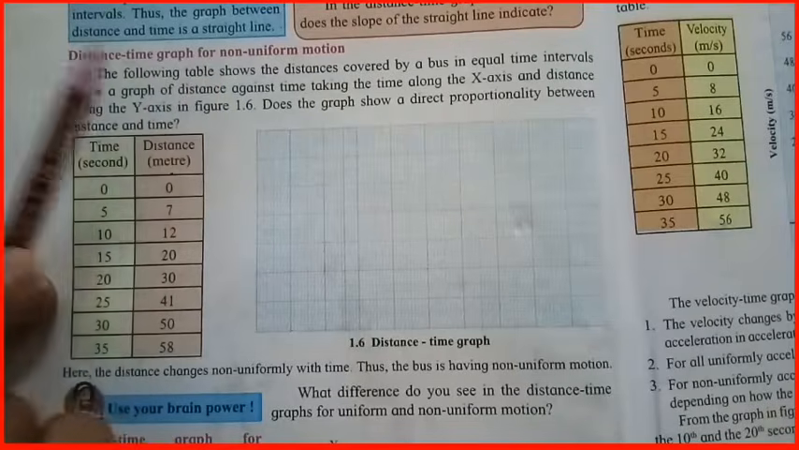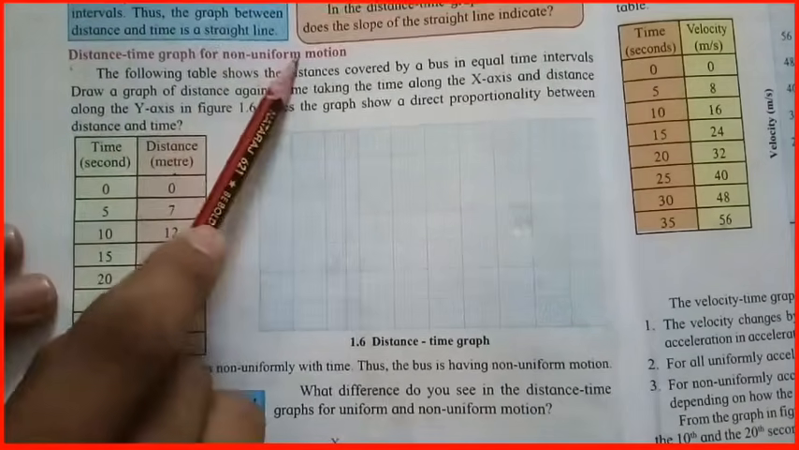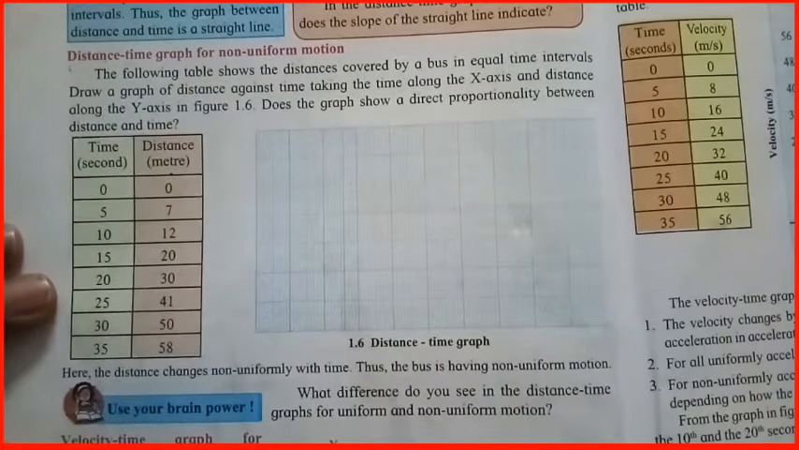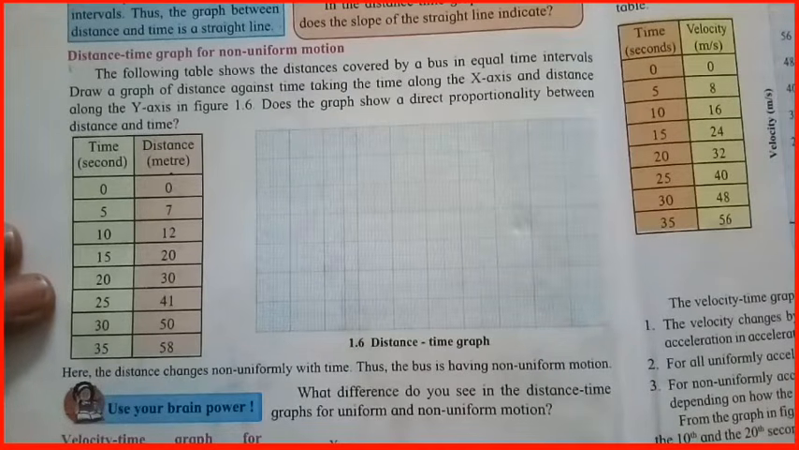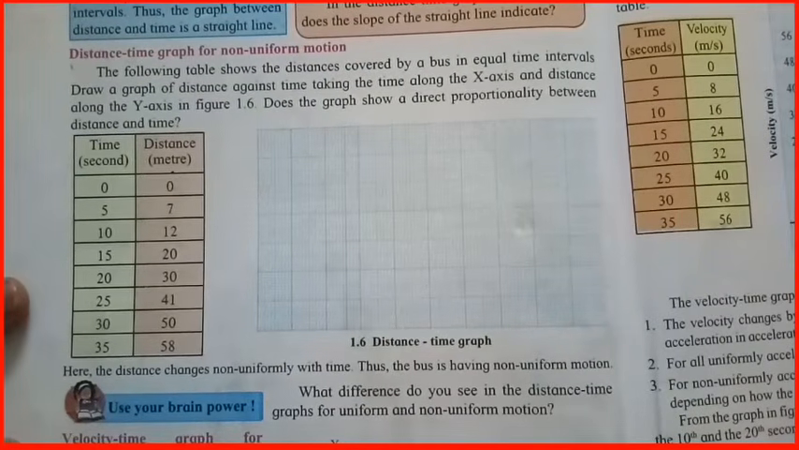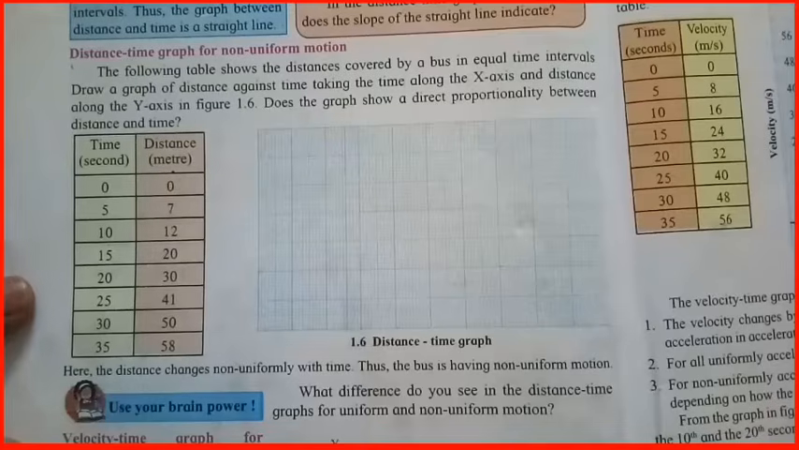Now we have to draw the graph for non-uniform motion. Non-uniform motion means an object covers unequal distance in equal intervals of time. The time interval will remain equal, but the distance covered by the object will be unequal. In such cases we say the motion is non-uniform.